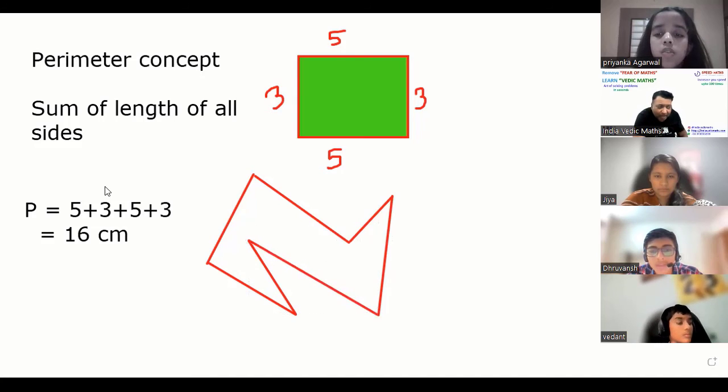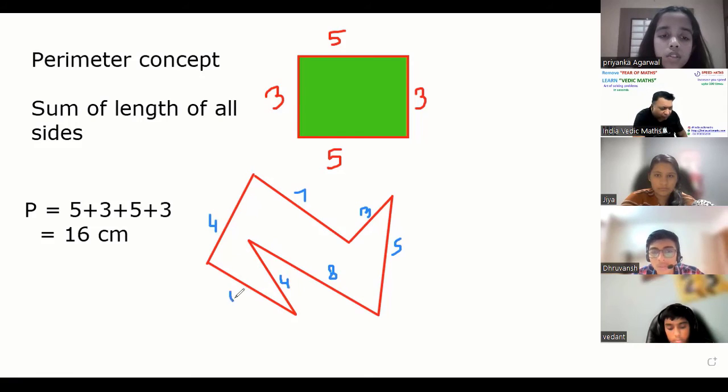Okay. So, Jia, is it possible? For example, if I say this side is, okay, let me write everything in blue. This side is 4 centimeter. This side is 7 centimeter. This is 3 centimeter. This is 5. This is 8. This is 4. This is 4.